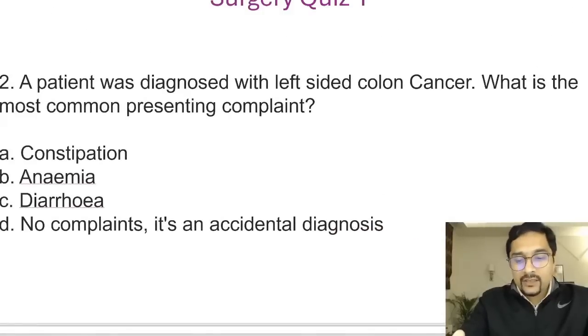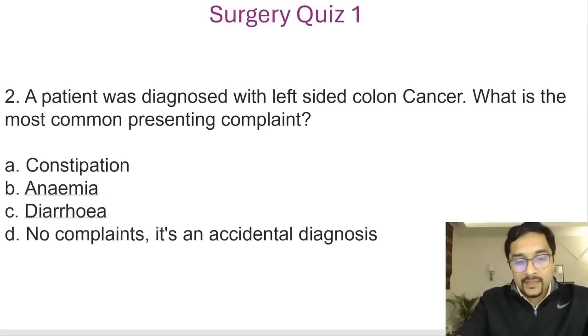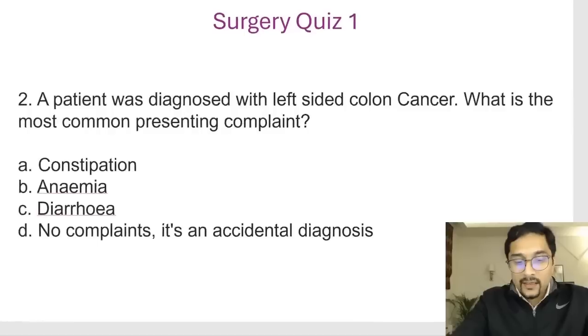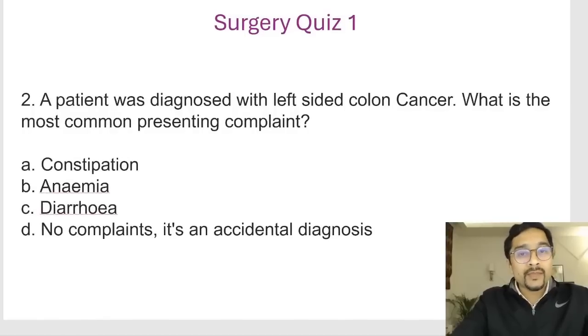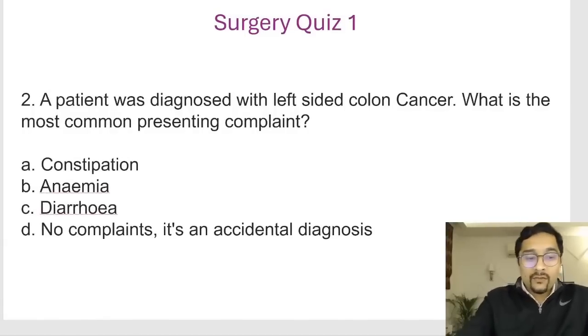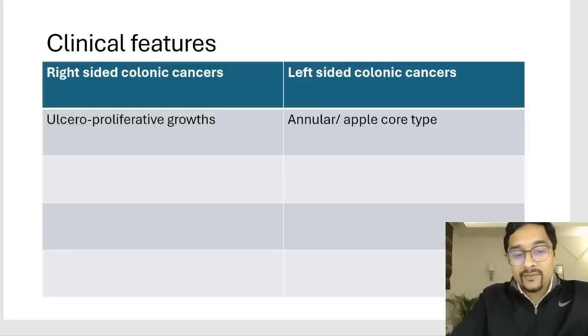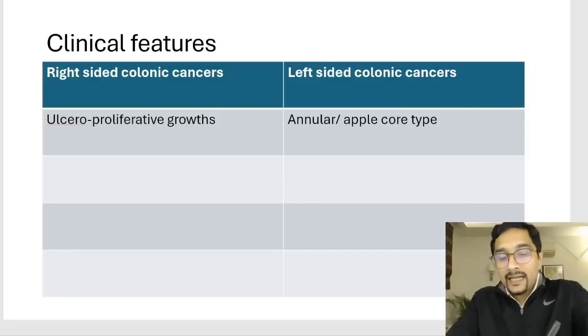The second question has also been asked many times in the exam. A patient is diagnosed with left sided colon cancer. What is the most common presenting complaint? So, left-sided colonic cancers are annular or apple core kind of growths, and they will come early with irregular bowel habits.